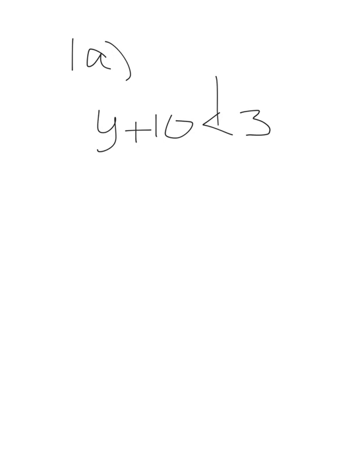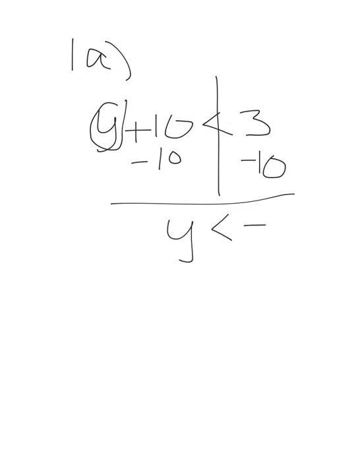1A says y plus 10 is less than 3. Draw my line, circle my y, can't touch it, what can I touch? Opposite of plus 10 is minus 10, so I'm going to subtract 10. 3 minus 10 is negative 7. Again, keep your problem lined up, and y is less than negative 7. If you haven't yet, pause the video and do 1B.